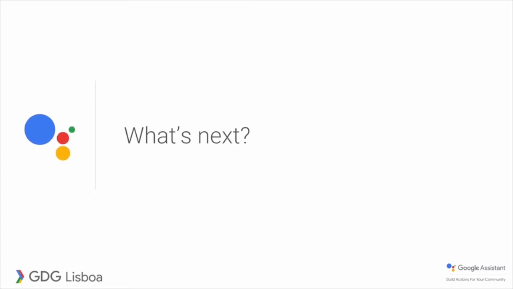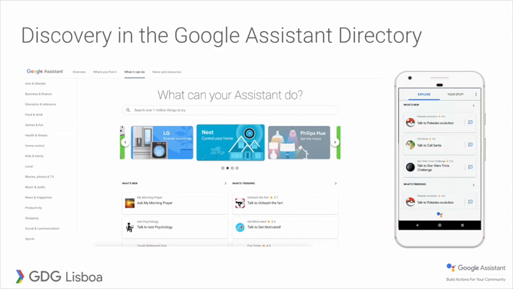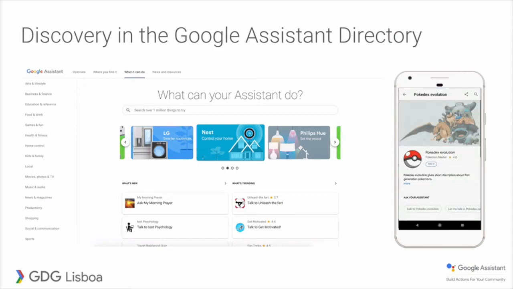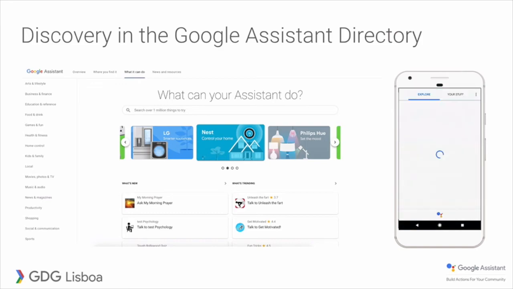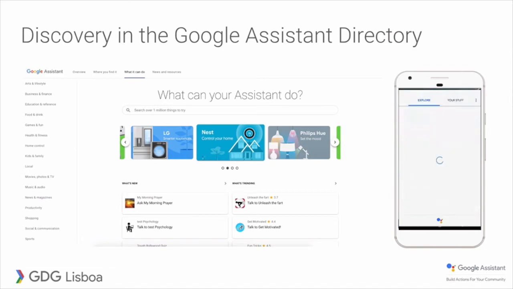What's next? I've given you a lot of information, but how are you going to write your app? How are you going to get ready and build your action and put it out there in the world? Well, first of all, you can have a look at what's around. So there's the Google Assistant directory with all these available actions already. So you can explore it, have ideas, think about how you can make your app amazing, kind of see what other people are doing.